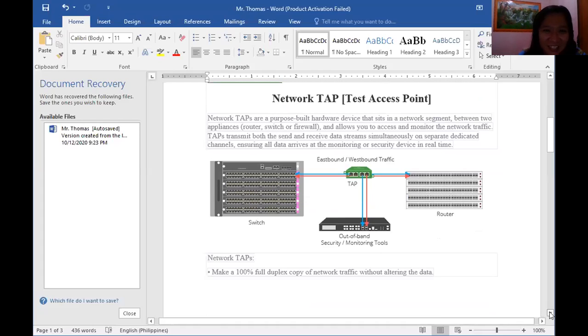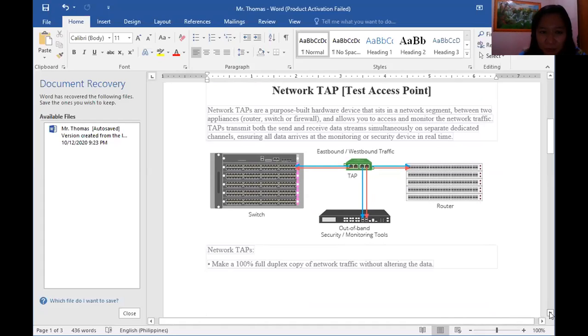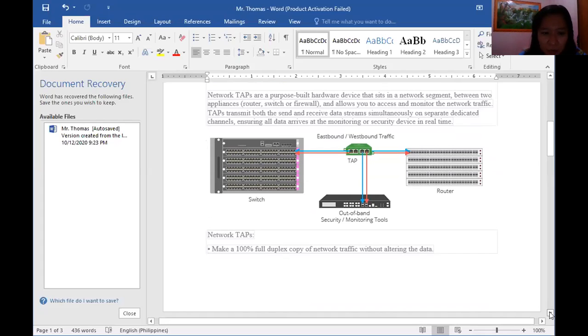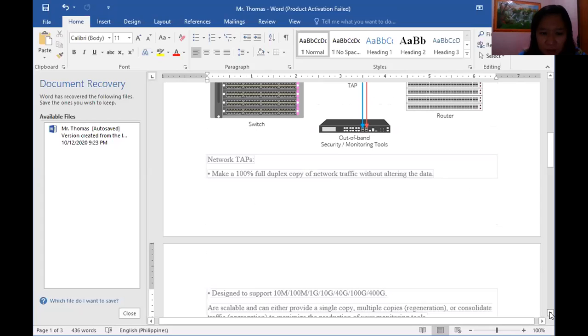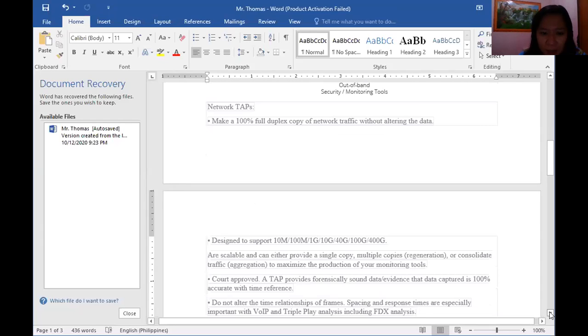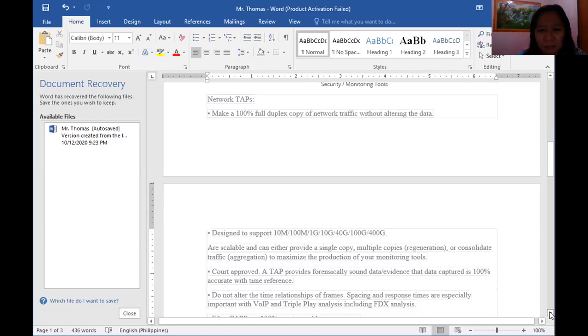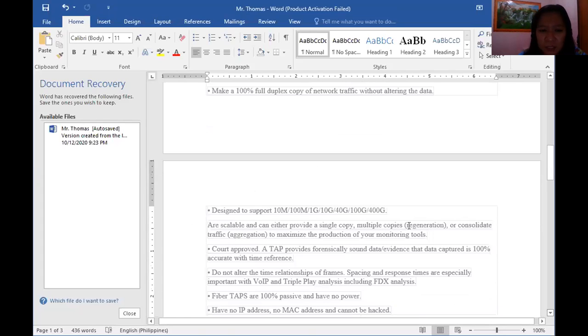Yes, you can see the network tap makes a 100% full duplicate copy of network traffic without alerting the data. Is it true, a 100% full duplex copy? Yes, it's designed to support 10M, 100M ports. Yes, it's about the speed.